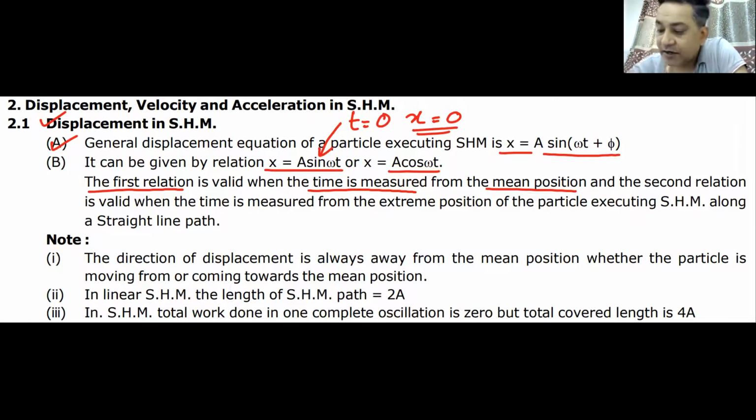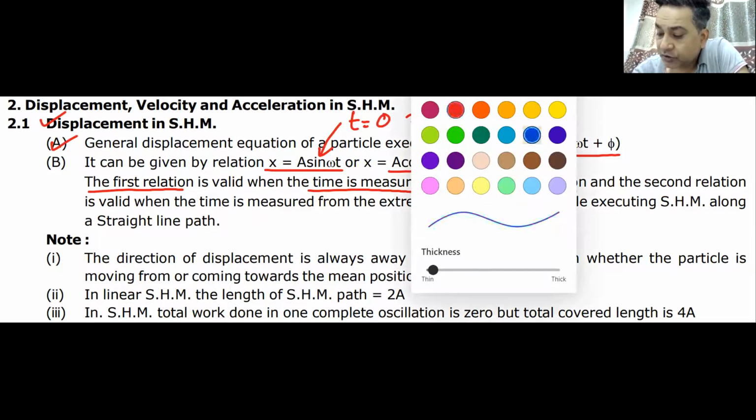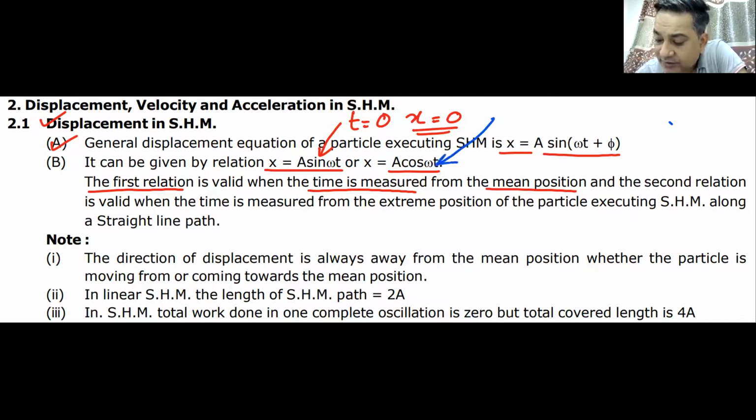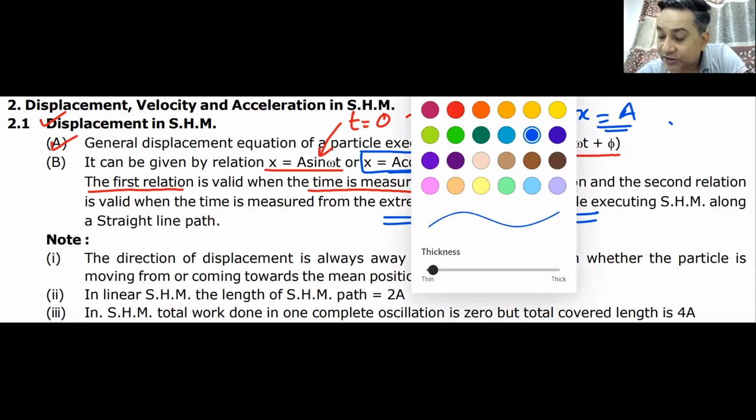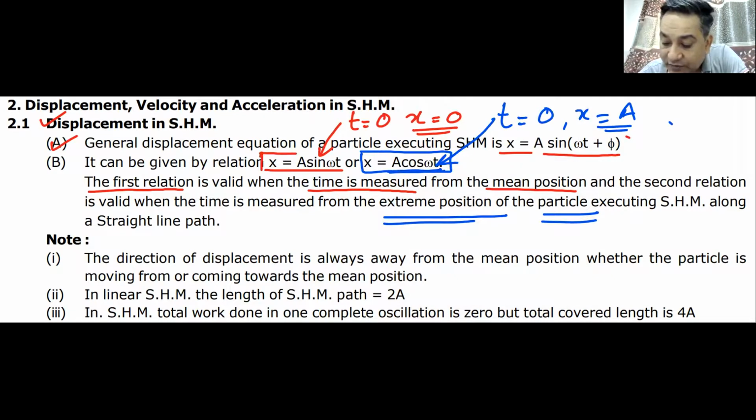But if I use the blue equation, and I write t is equal to 0 here, cos 0 is 1, so the value of x will be a. That means this equation is written from the extreme position. So this is the difference between the two equations. The blue equation, x is equal to a cos omega t, is written from the extreme position, whereas the red equation, x is equal to a sin omega t, is written from the mean position. Do we understand this?